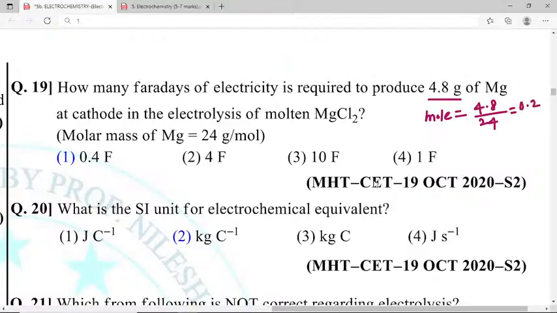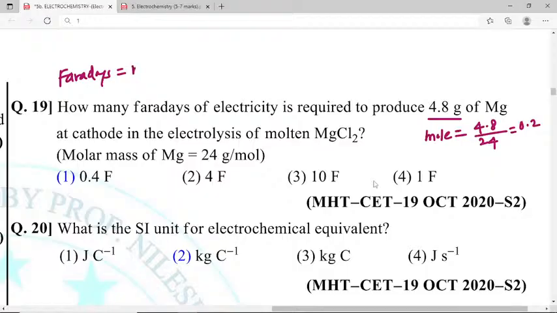Then magnesium chloride has 2 moles. So this is for 1 mole. That's how many Faradays of electricity are required. Moles and Faradays are equal. So Faradays are equal to, that's the mole ratio. So what is the mole ratio? Mole ratio is equal to 1/2. Mole ratio multiplied by the mole ratio 1/2 is equal to moles of electrons.